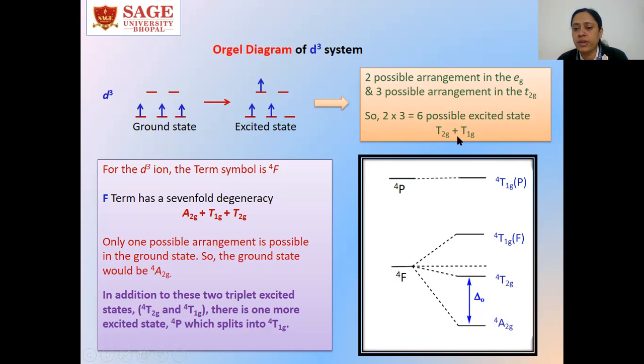So T2g and T1g will be associated with the excited state. And as only one possible arrangement was there in the ground state, A2g will be the ground term. So here we can say 4A2g is the ground term, then come 4T2g and 4T1g. Here also, because 4F and 4P in the free ion are closer in energy, another term 4T1g(P) will be there, whose energy is closer. So in addition to the two excited states 4T2g and 4T1g arising from the F term, there is one more excited state 4P, which becomes 4T1g.